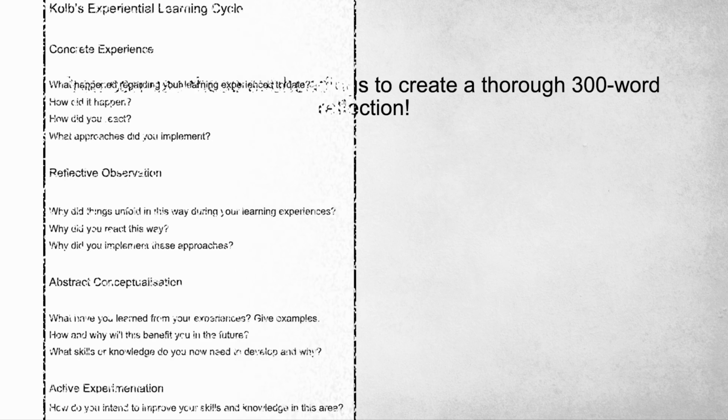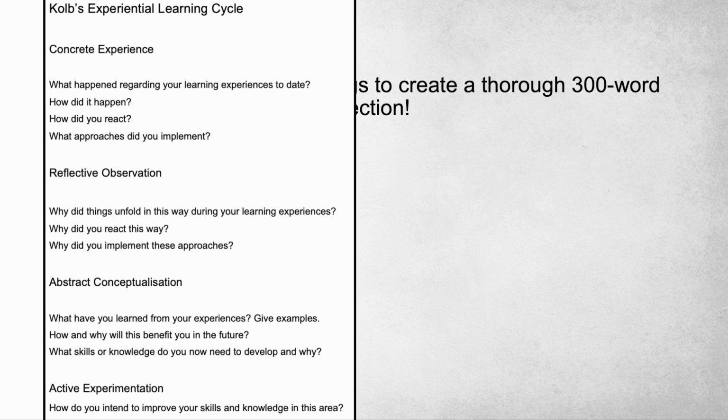And here's how. Kolb's experiential learning cycle, begin with your concrete experience. What happened regarding your learning experiences? How did it happen? How did you react? What approaches did you implement? Reflective observation. Why did these things unfold in this way during your learning experiences? Why did you react this way? Why did you implement these approaches? Abstract conceptualization. What have you learned? How and why will this benefit you? What skills or knowledge do you now need to develop and why? And active experimentation. How do you intend to improve these skills and knowledge?